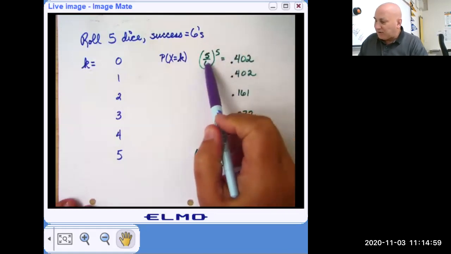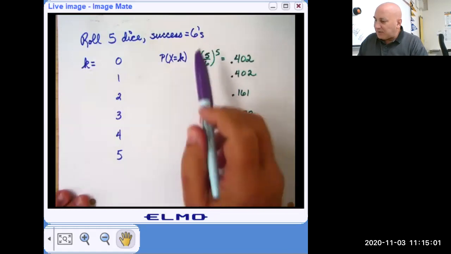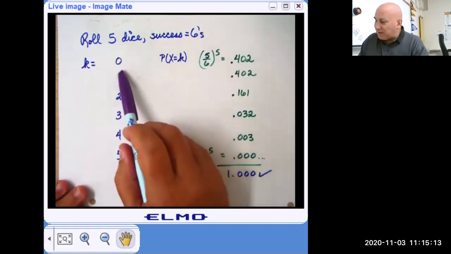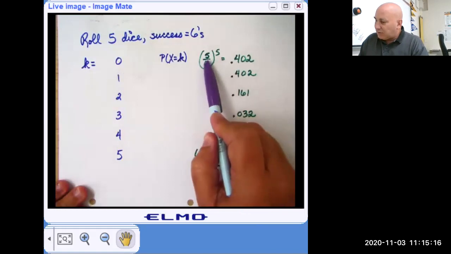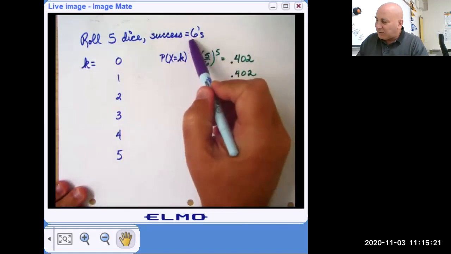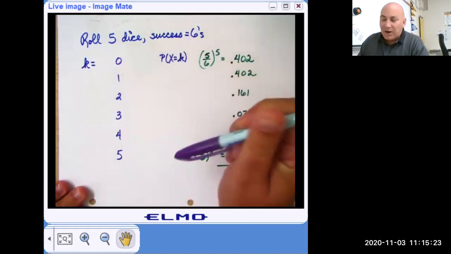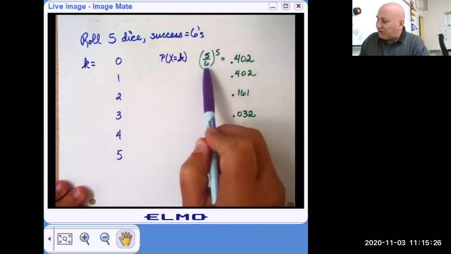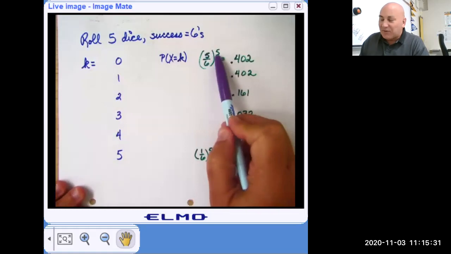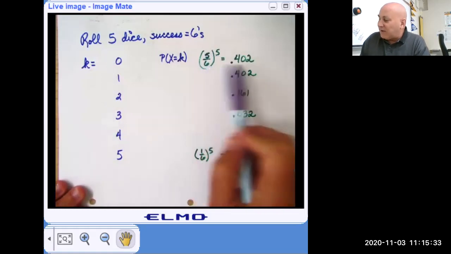Because that's really just 5 choose 0, which is always 1. Anything choose 0 is 1. It's the first number in the row on Pascal's triangle. It's always a 1. Probability of success raised to the number of successes, well, that would be 1/6 raised to the 0, which is 1, times the probability of failure raised to the number of failures. Well, if we're rolling 5 dice, we get no successes, that would be 5. So it's just 5/6 to the 5th, 0.402.